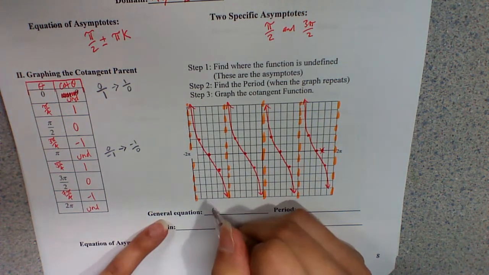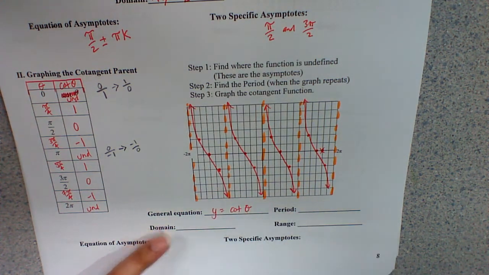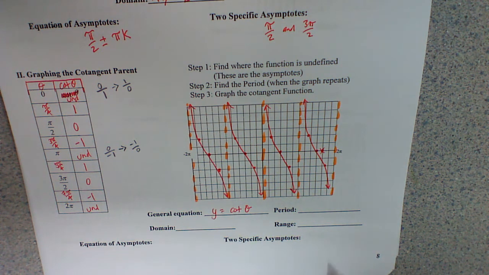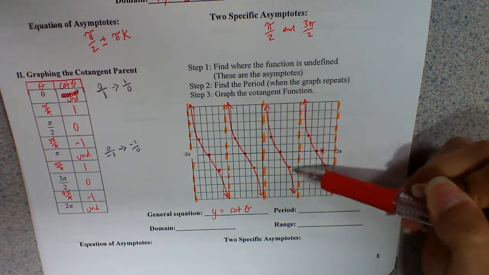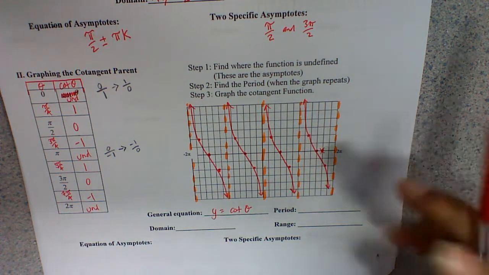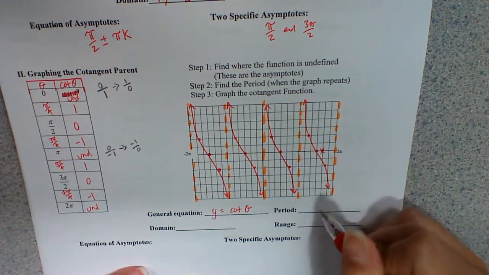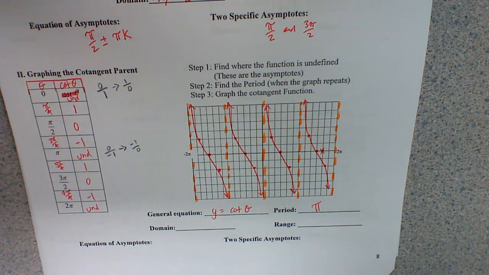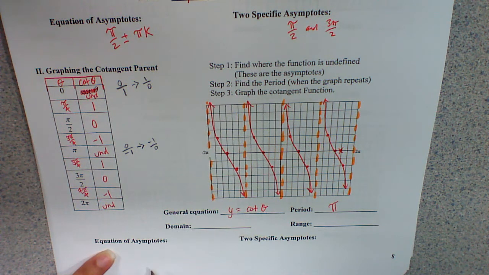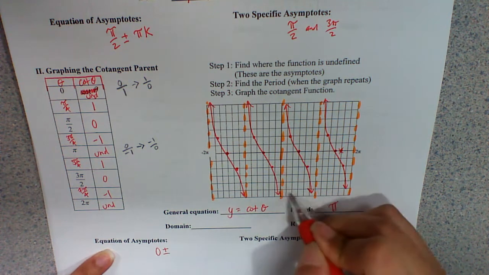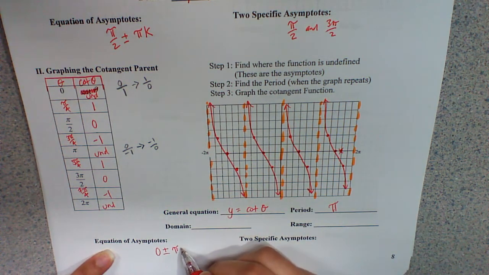So my general equation is y equals cotan of theta, and again, a, b, c, d values remain the same. And just like tangent, the period of a cotan function, the time it takes to complete one pattern before it starts repeating, is again pi. To write the domain, I'm going to do the asymptotes first. So I want the first non-negative asymptote, which is at 0. And after that, it's at every pi units, so pi times k.